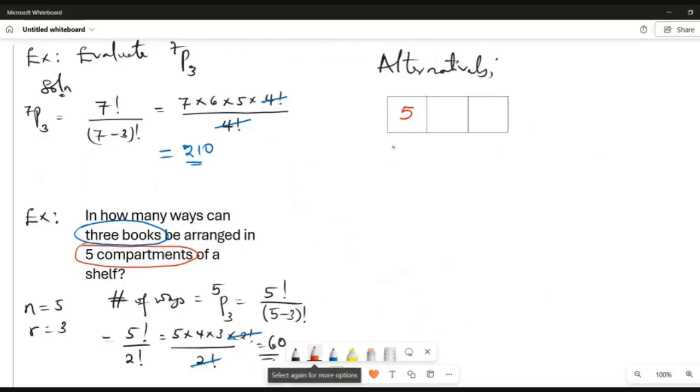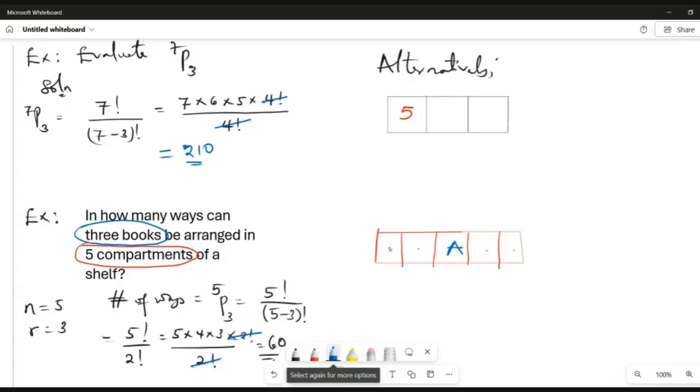Do you understand what I'm saying? These are the 5 compartments now. So I have 1, 2, 3, 4, 5. So the first book can either be here or here or here or here or here. That's the first book. Once that one has been established, that one can be done in 5 ways. Let's say the first book is down here.